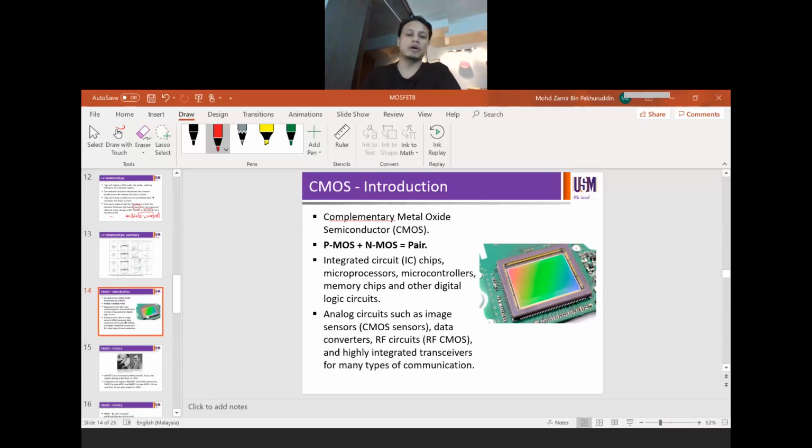So when we talk about CMOS, it's actually a combination of PMOS and NMOS pairs. It means that in the same circuit, we have PMOS and NMOS side by side in certain configurations. That makes them complementary metal oxide semiconductor field effect transistors. It's actually MOSFET but in a combination version. CMOS is used in integrated circuit chips like what we saw last time in Silterra: microprocessors, microcontrollers, memory chips, logic circuits, and other things. CMOS is also used in analog circuits such as CMOS sensors.